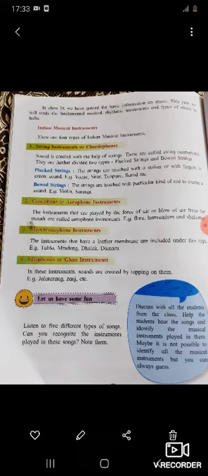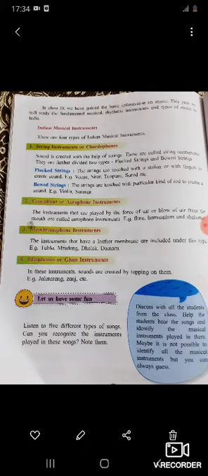There are four types of Indian musical instruments. The first one is string instruments or chordophones. Sound is created with the help of strings. These are called string instruments. They are further divided into two types, that is plucked strings and bowed strings. The second one is aerophone instruments. The instruments that are played by the force of air or blow of air from the mouth are called aerophone instruments. For example, flute, harmonium, and shehnai.